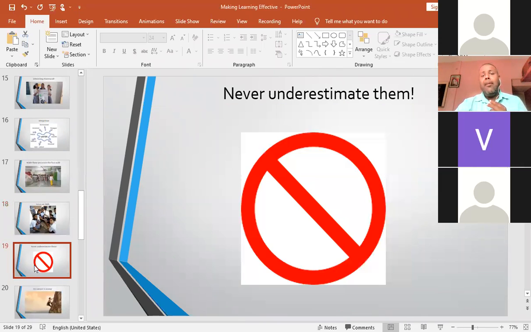Next is never underestimate them. When we design or plan activities for them, sometimes we may have a question in the mind: will my children be able to do that? They will surely do that. Never underestimate them. We never know how each child learns. Each child has a different style of learning. They come up with their own styles of learning. So you should not underestimate them. They will surely be able to do that.